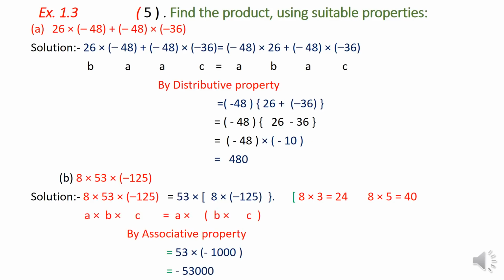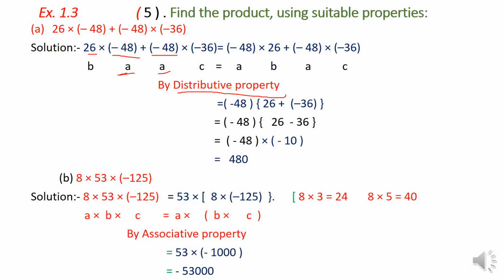Now let us start the next question, that is from exercise 1.3, question number 5. Find the product using suitable properties. So here we have to use a suitable property and find the product. Now, see here is 26 minus 48, again minus 48. So minus 48 is repeating here. So this will become the common term, and a common term we use only in the distributive property. This means we are going to use the distributive property.